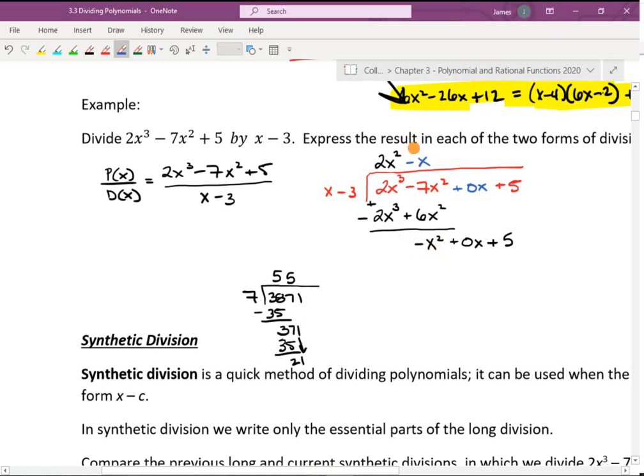Negative x. So negative x times x gives me negative x squared. And now here is the purpose for having this placeholder. Negative x times negative 3 gives me positive 3x. Do you see how, if that placeholder was not there, the 5 would be in its place? That 5 would be right there, and now you would have negative x squared plus 5, and you would have a 5 and a 3x stacked on one another, and that confuses people.